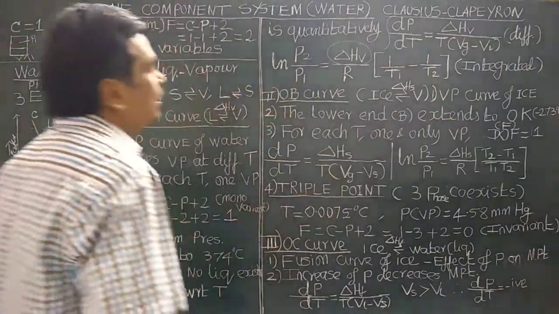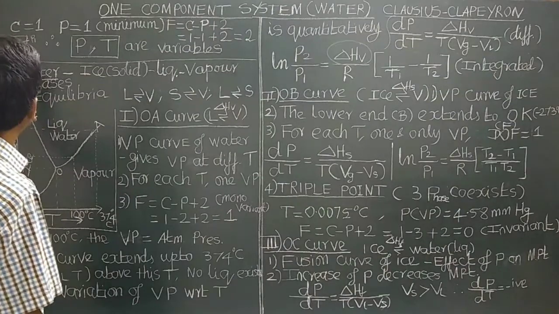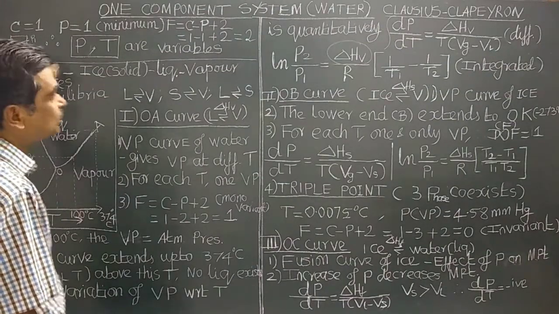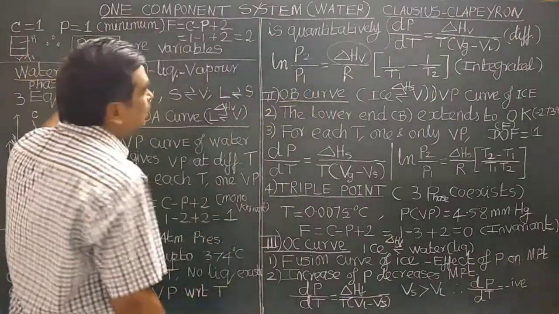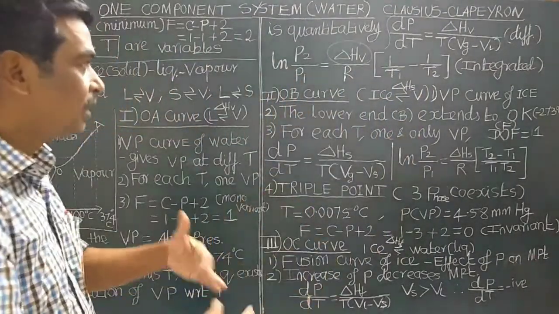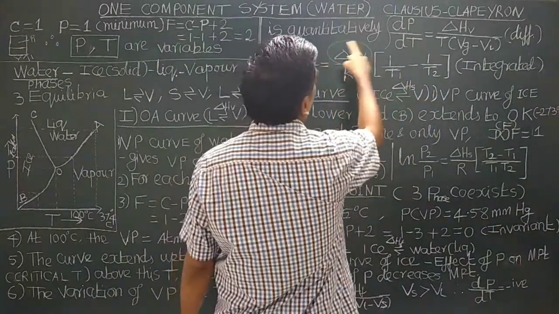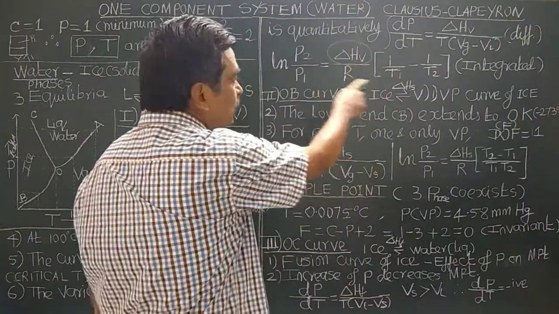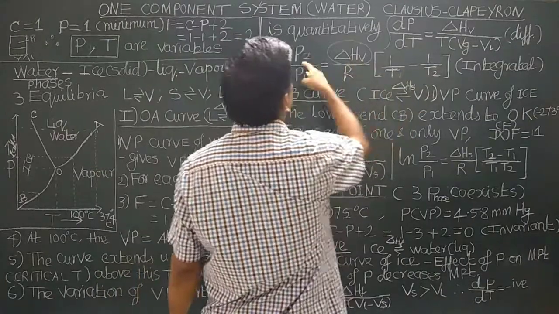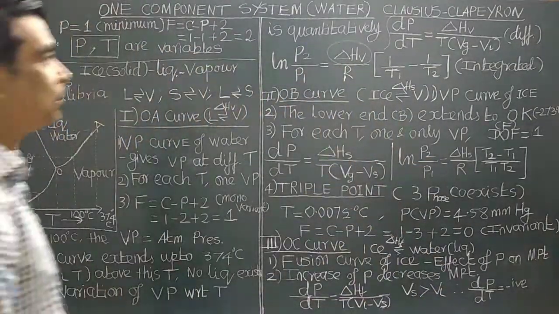Okay, here for example, at one temperature, the vapor pressure is P1. And on heating, at the new temperature, the vapor pressure is P2. Now you can calculate delta Hv by using this equation, or if you know this, you can calculate P1 or P2 or T1 or T2, etc.